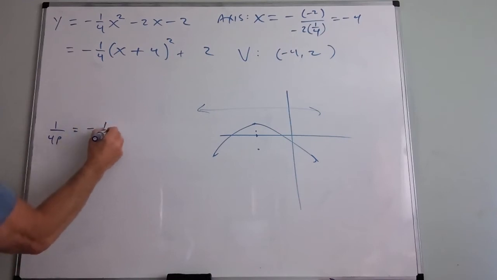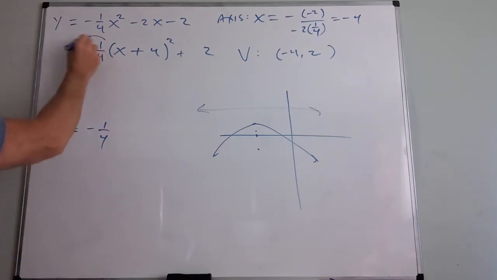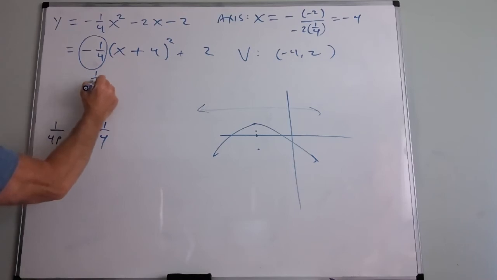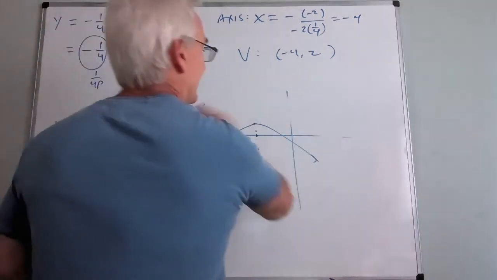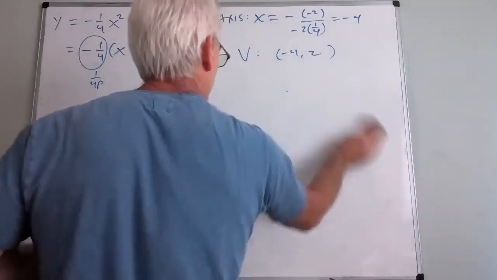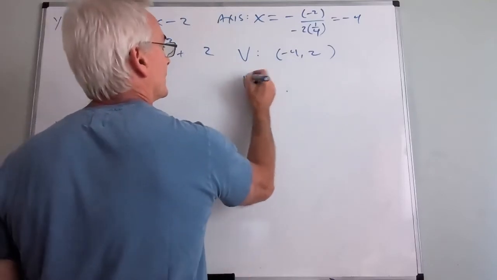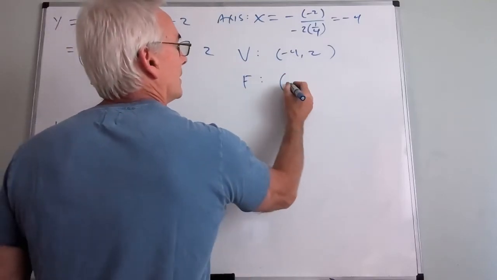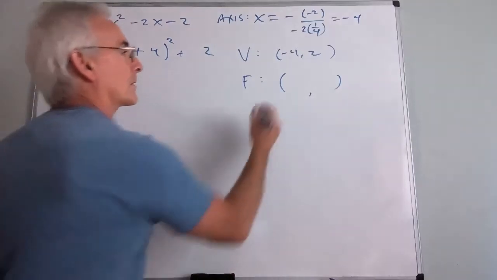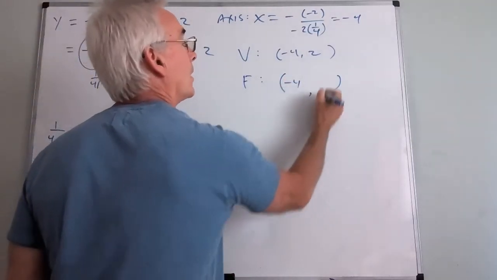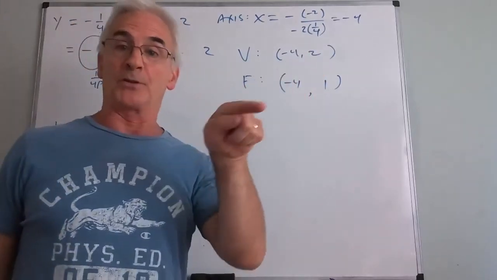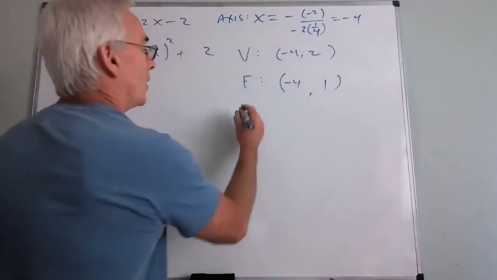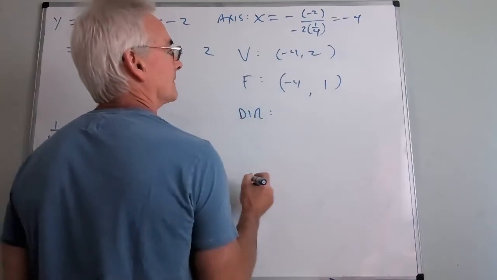What does 1/4P equal? -1/4. It's that simple, because we showed this is 1/4P. Well, based on this, what's P? -1. Aha. So can you now tell me the rest of the puzzle? Absolutely. What's your focus? -4, comma 1. 1, because I added that to the y coordinate, and we just agreed the focus should be on that side. What is the directrix?